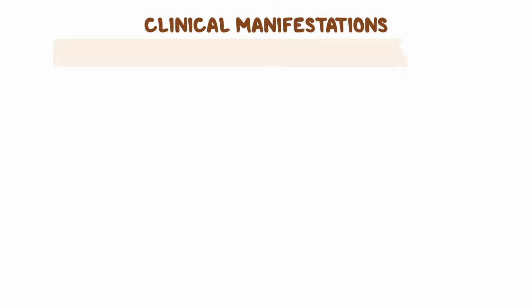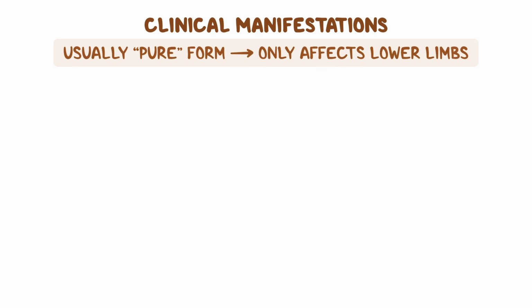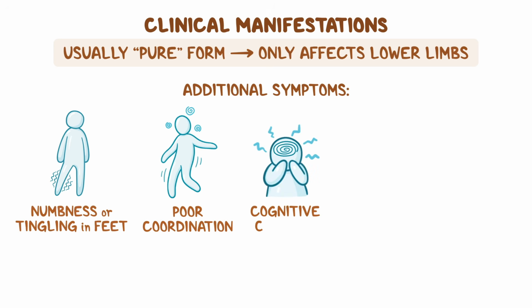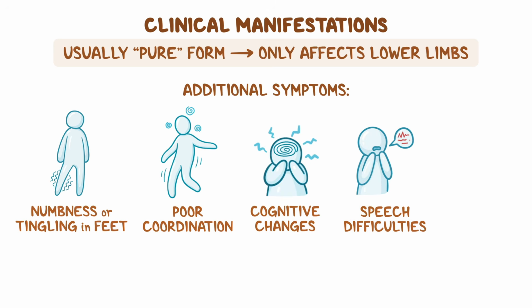While SPG4 usually causes a pure form of hereditary spastic paraplegia that only affects the lower limbs, some people may experience additional symptoms. These can include numbness or tingling in the feet, poor coordination, cognitive changes, speech difficulties, or in very rare cases, seizures.